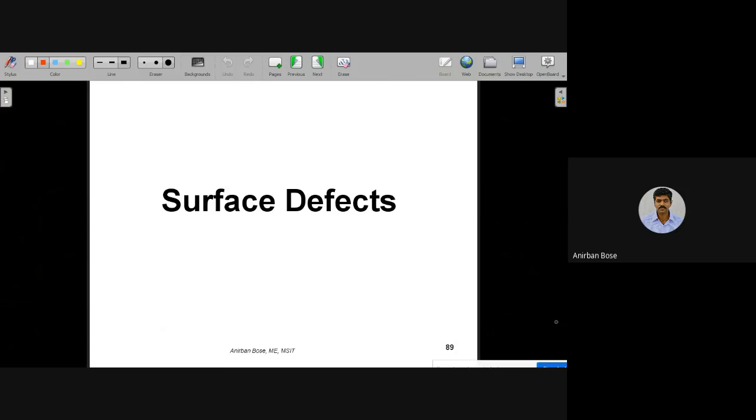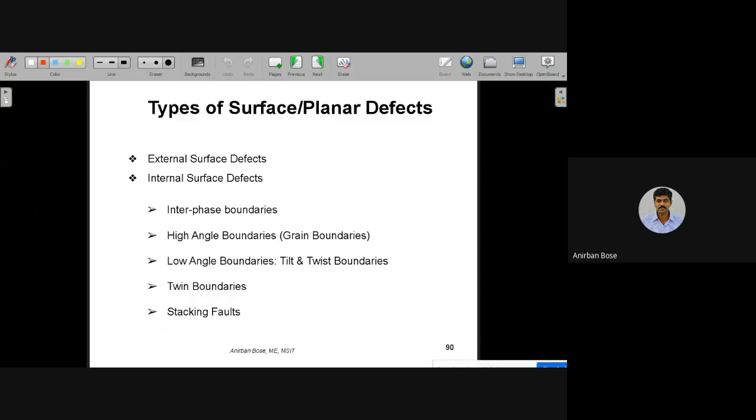So in this lecture, we are going to cover surface defects. We are going to discuss different types of surface or planar defects. First of all, we'll see the external surface defects, which occur at the external surface of any body which is made of some material. And then we'll see the different kinds of internal surface defects.